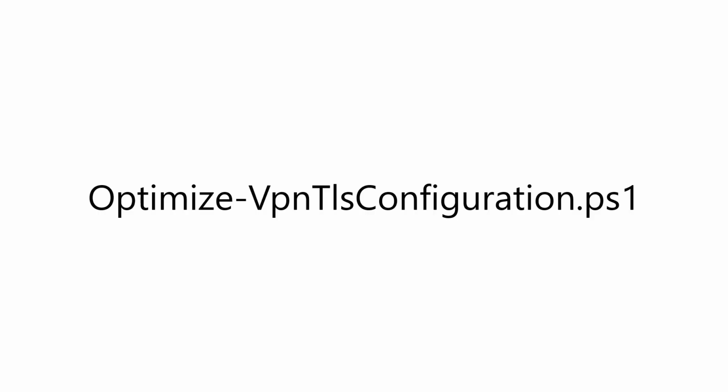To ensure the highest level of security for your SSTP VPN connections, be sure to download and run the Optimize-VPNTLSConfiguration script found in my Always On VPN GitHub repository. Running this script will disable insecure TLS protocols and optimize TLS cipher suites to enhance security and performance. Again, you can find this TLS optimization script at github.com/richardhicks/AOVPN.